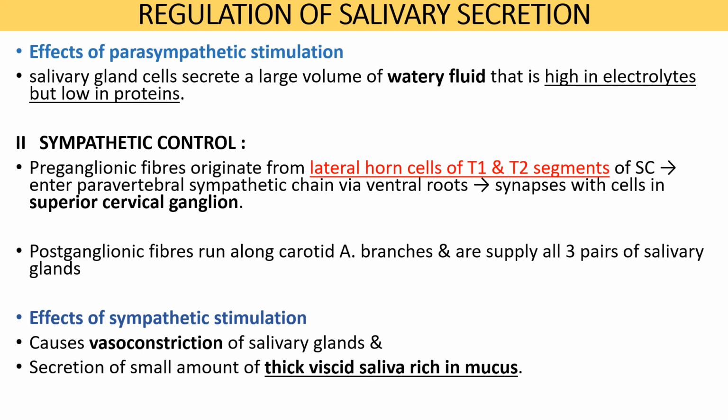Now let us see the sympathetic control of the salivary secretion. Under sympathetic control, the preganglionic sympathetic fibers will originate from the lateral horn cells of the T1 and T2 segments of the spinal cord that will enter the paravertebral sympathetic chain via the ventral roots to synapse with the cells of the superior cervical ganglia. After making synapses here, the postganglionic sympathetic fibers will run along the carotid artery branches and will supply all the three pairs of the salivary glands.